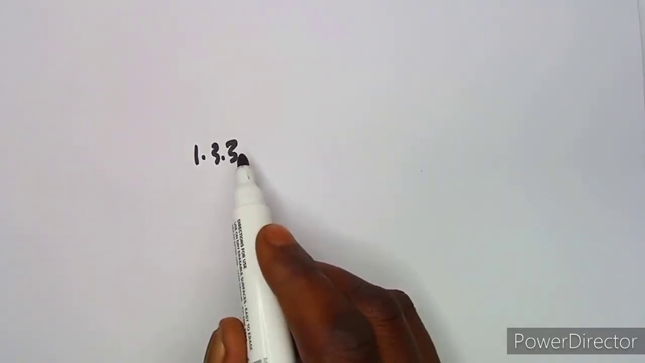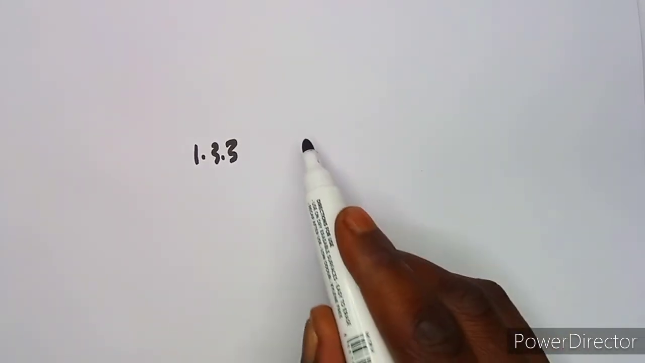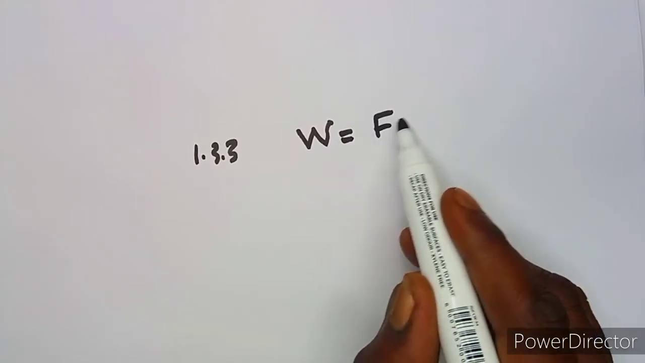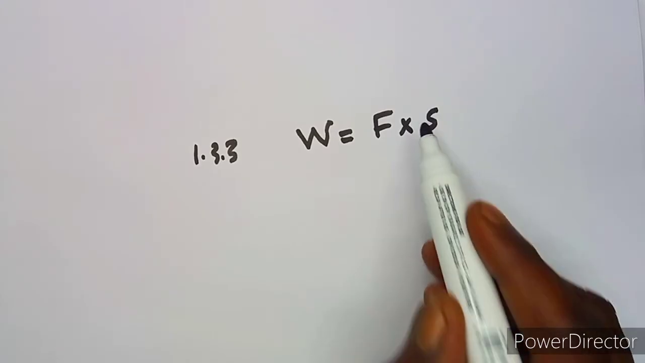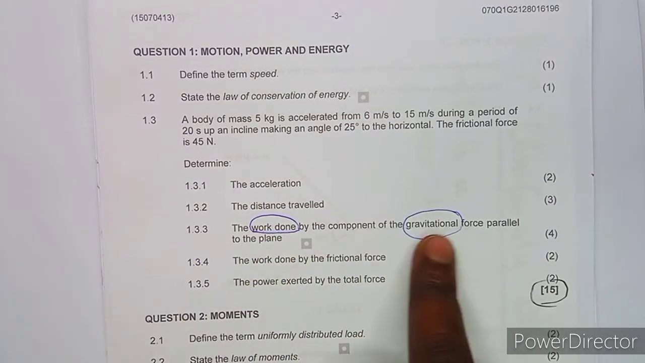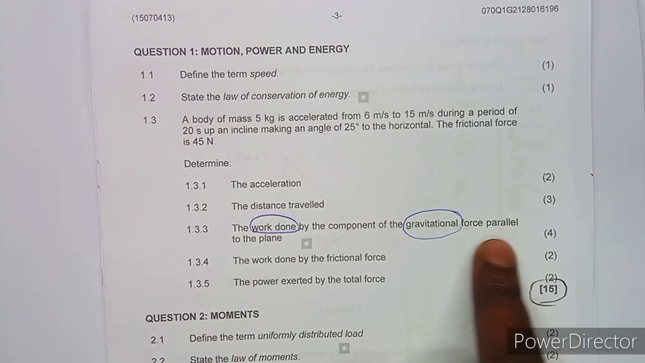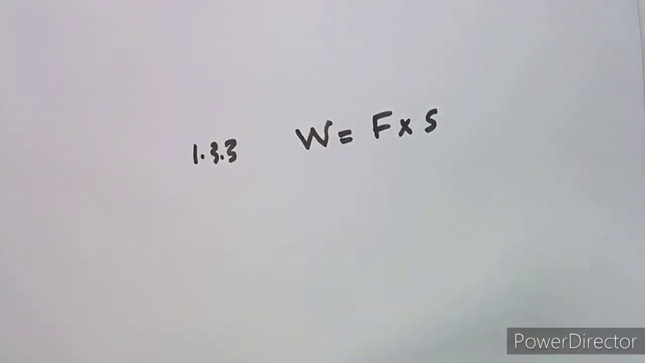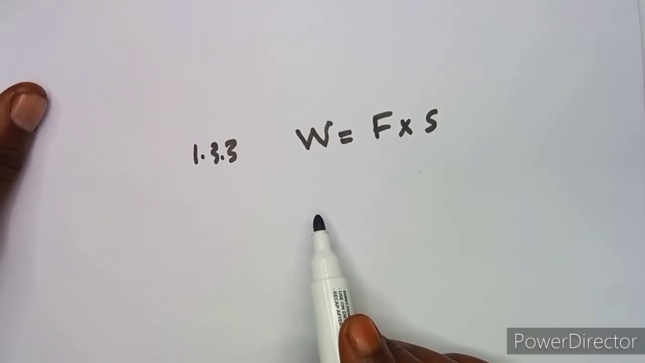Let's start by this understanding first, so that at least you can understand what I'm trying to say. We know that on a normal thing, work done is force times distance. That is our work done. So in this case, we need the work done which was from the gravitational force parallel to the plane. So let's start with the gravitational force parallel to the plane.